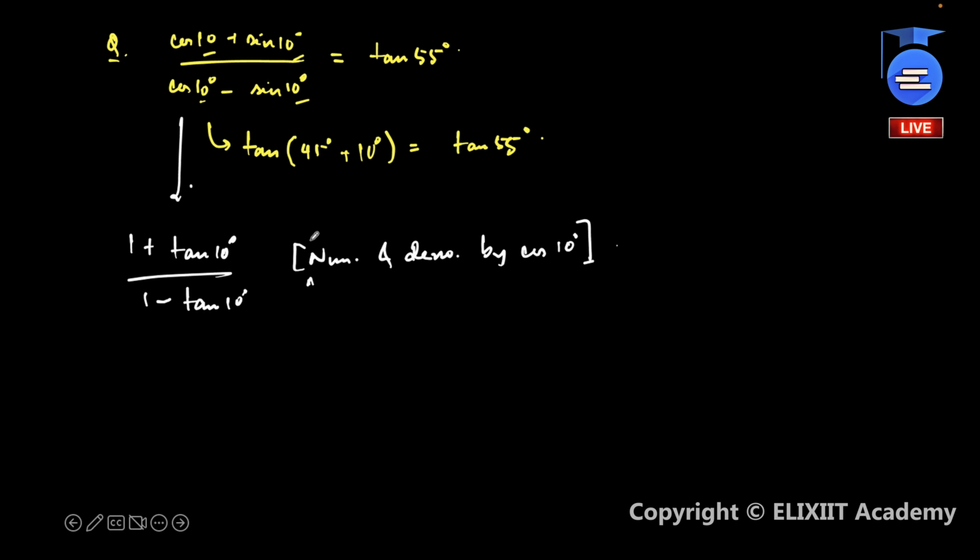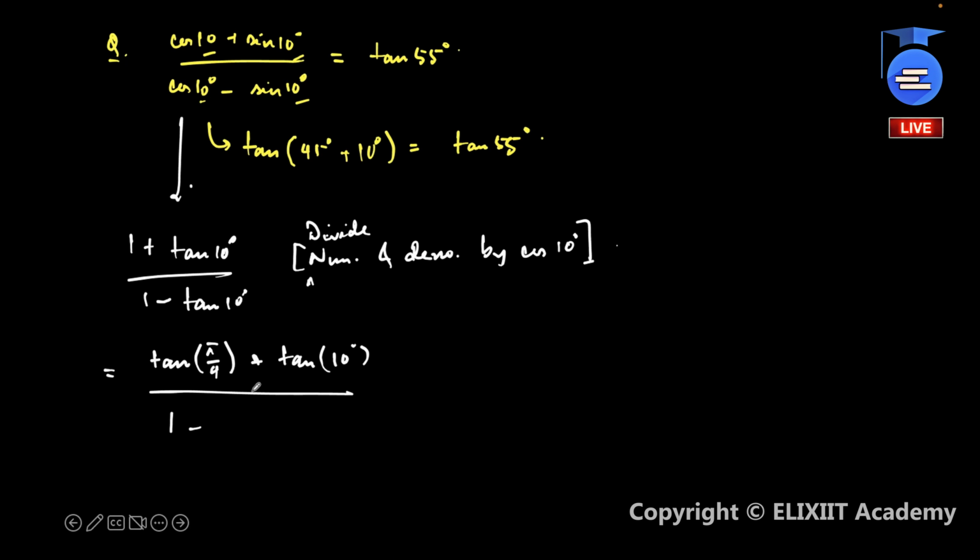Okay, divide numerator and denominator by cos 10 degree. So we'll get this format: 1 plus tan theta upon 1 minus tan theta. Now we can do this. We can write this 1 as tan pi by 4. Tan 45 is 1, plus tan 10 degree.